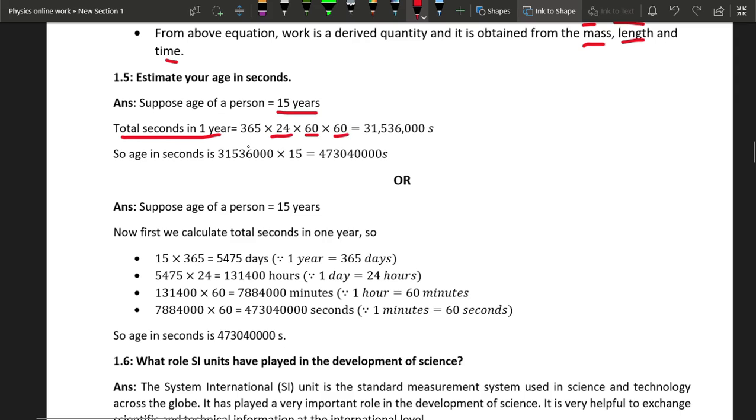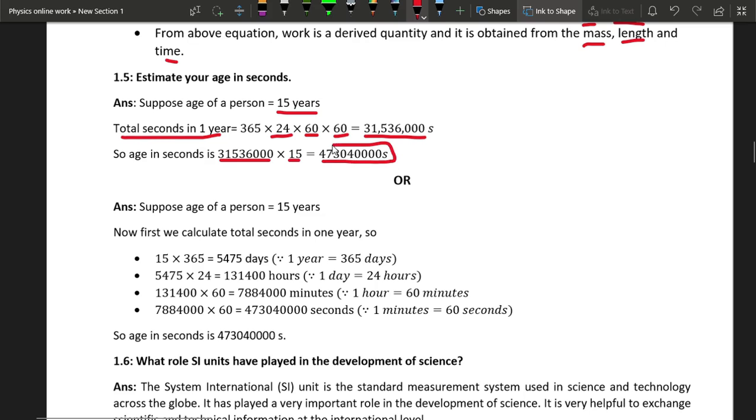So when we multiply this 365 days into 24 into 60 into 60, it will give us this value, which is unit, 10, 100, 1000, 10,000, lakh, 10 lakh, crore. So it will be 3 crore 15 lakh and 36,000 seconds in 1 year. But we need to find how many seconds there are in 15 years. So just multiply this number with 15, it will give you the age in seconds.